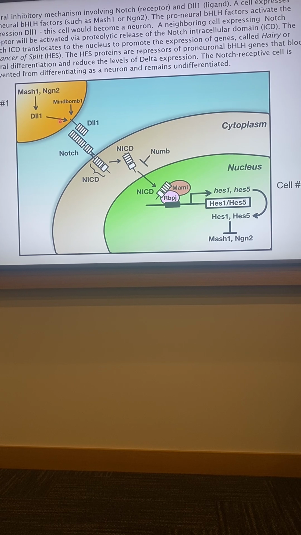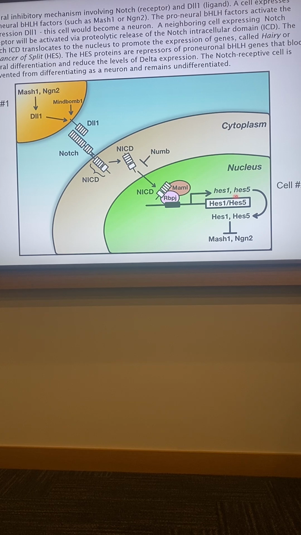So you'll have a neighboring cell with, here's Delta-like 1, the ligand, it'll bind to Notch, it'll stretch that receptor, it'll get cleaved by a gamma secretase, and unlike most other cell signaling pathways, there's no signaling cascade to amplify the signal. You get activation of one receptor, and you get one transduction of this Notch intracellular domain, if it escapes inhibitory factors, finding its way into the nucleus and then interacting with other factors. So complexing with this Mastermind-like gene and RBPJ. I'm going to talk about RBPJ right at the end because it's kind of interesting.